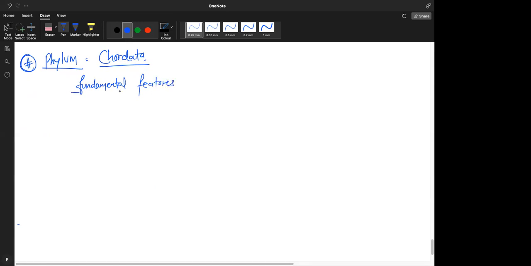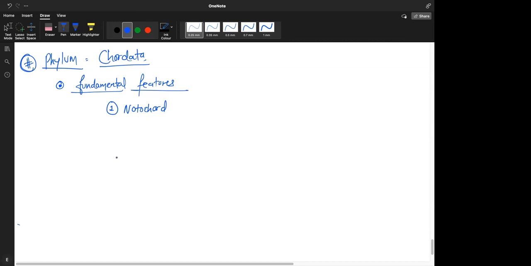Fundamentally characterized by the following features. These are the features that every chordate will have at some point or the other in its life. First is, of course, the notochord. And if I ask you what is a notochord, now you know what is a notochord, right? A cord passing through the body axis in the embryonic stage. In our case, it is dorsal. So first is notochord.